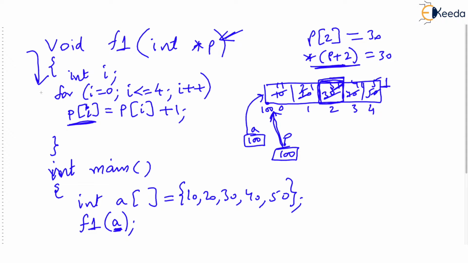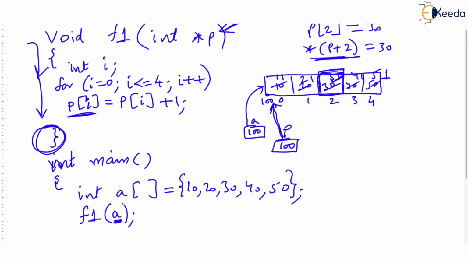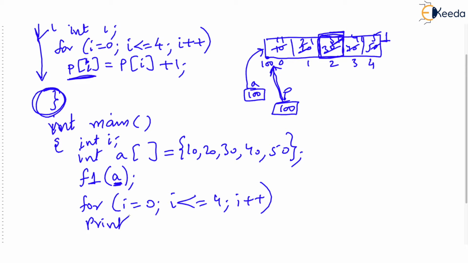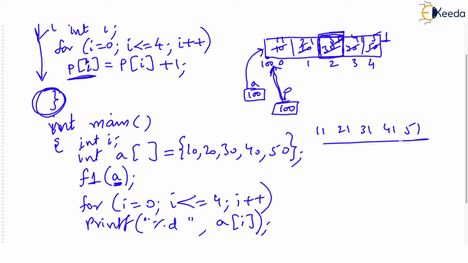And now just imagine, after this for loop, this function ends. When the function ends, we return to main, and in main, if we try to print the array, we declare one more integer variable here, i, and we print the array for i = 0, i <= 4, i++, and simply print using %d format each element of the array, a[i]. In that case, the new values 11, 21, 31, 41, 51 will be printed.